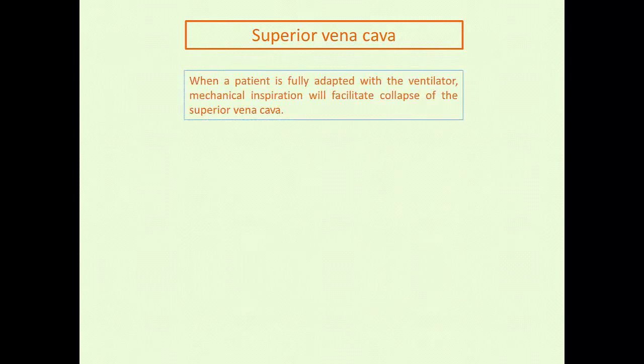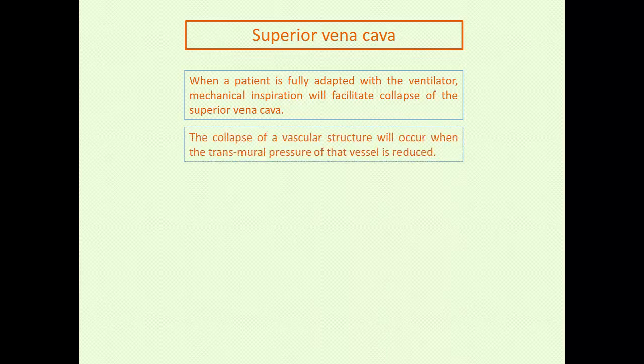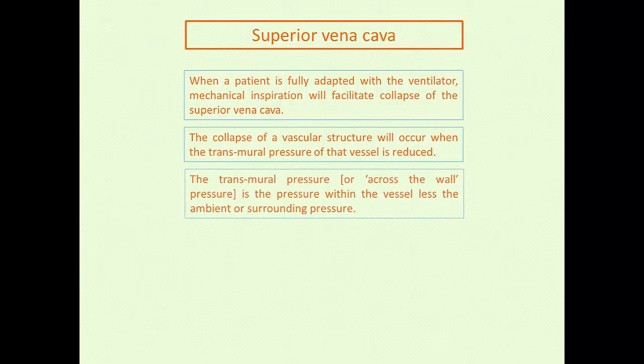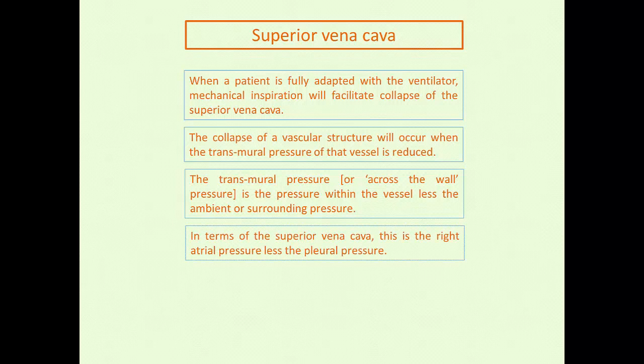When a patient is fully adapted with a ventilator, mechanical inspiration will facilitate collapse of the SVC. The collapse of a vascular structure will occur when the transmural pressure of that vessel is reduced. The transmural pressure, or the across-the-wall pressure, is the pressure within the vessel less the ambient or surrounding pressure. If the pressure around the vessel goes much higher than the pressure in the vessel, the transmural pressure is decreased, and the vascular structure will tend to collapse. In terms of the superior vena cava, this transmural pressure is the right atrial pressure less the pleural pressure, or the intrathoracic pressure.